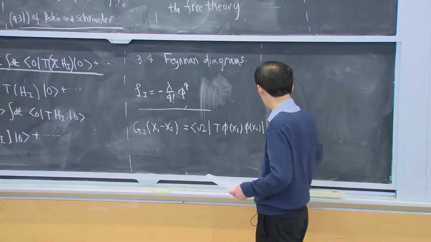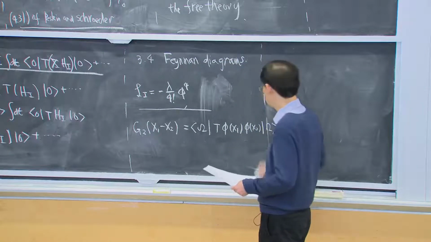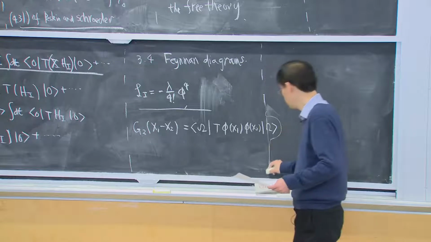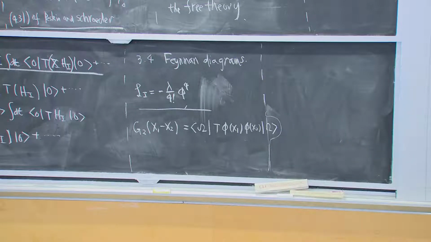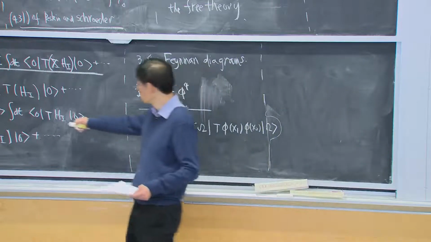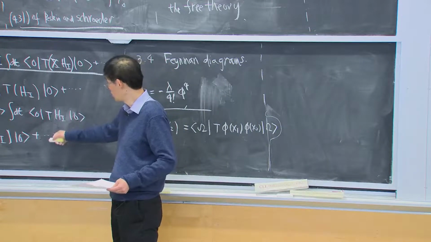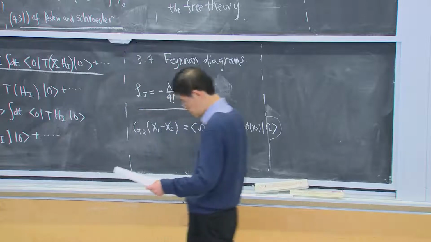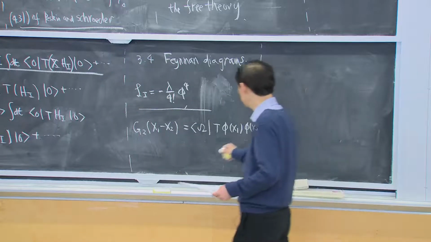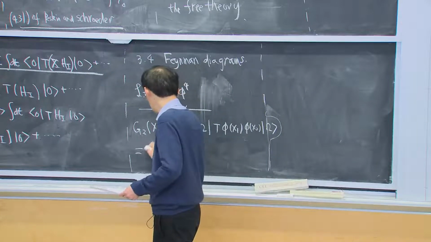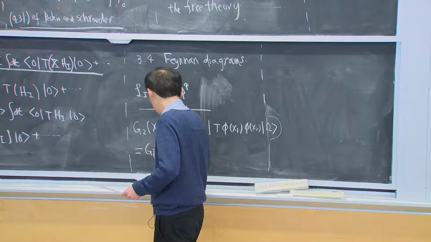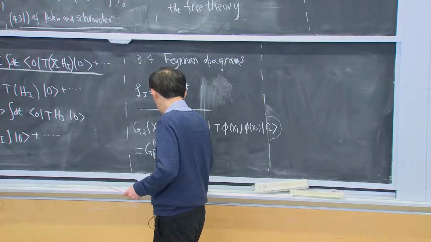So now let's consider the Feynman function in the full theory. And now we can just apply this equation. So let us try to calculate to the next order. The zeroth order is just given by the free theory 2-point function.